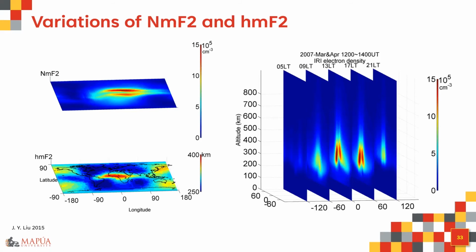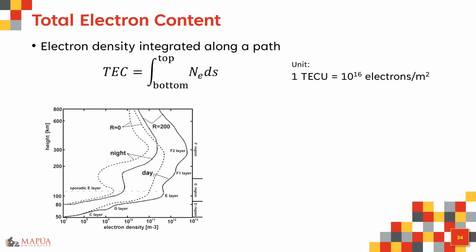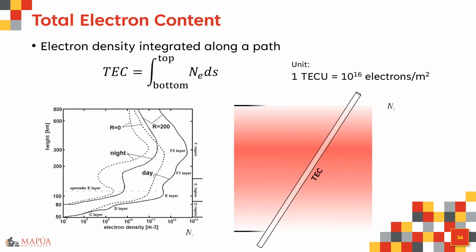So far, we've talked about NmF2 and HmF2 obtained using ionosondes and radio occultation. Now, aside from NmF2 and HmF2, another parameter is being used to describe the level of ionization in the ionosphere. We call that the total electron content. Basically, the total electron content, as I mentioned before, is the sum of the electron density from the bottom of the ionosphere to the top of the ionosphere in a 1 square meter area.